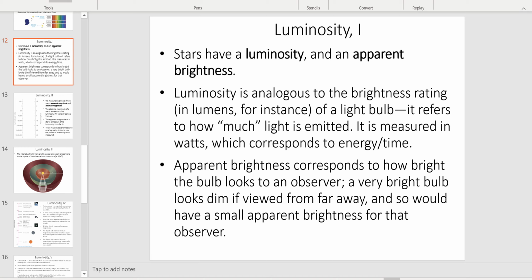If you're outside and a firefly flies close to your eye, it might appear very bright for a very short period of time when it's right next to your eye.